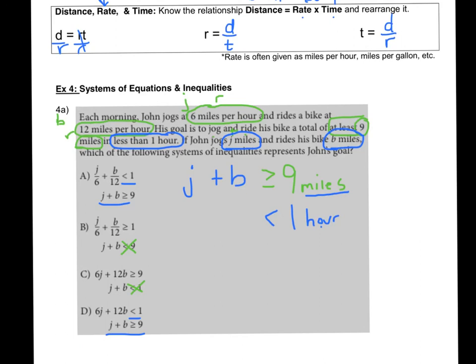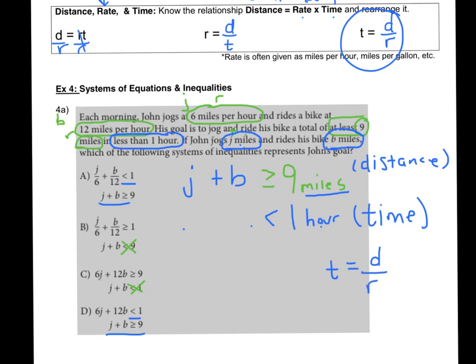So hours is time, right? We have the time variable. Just like we had miles right here, that was a distance, and J, it was miles, which is a distance, and B is miles, which is a distance. We need everything over here to be in terms of time. So if you look up here, time is the distance over the rate. So we know the distance that he jogs is represented by the letter J.